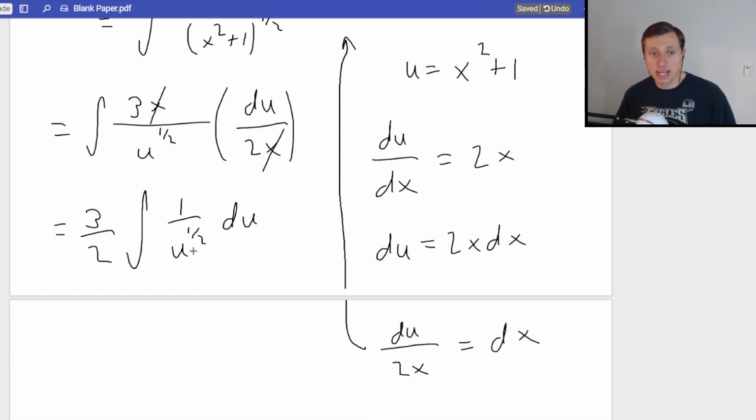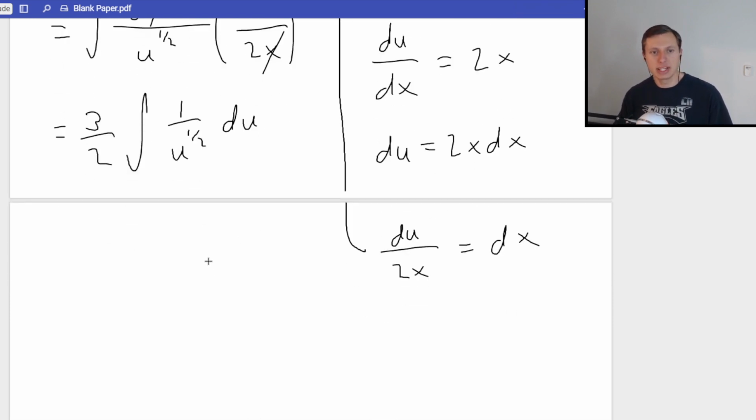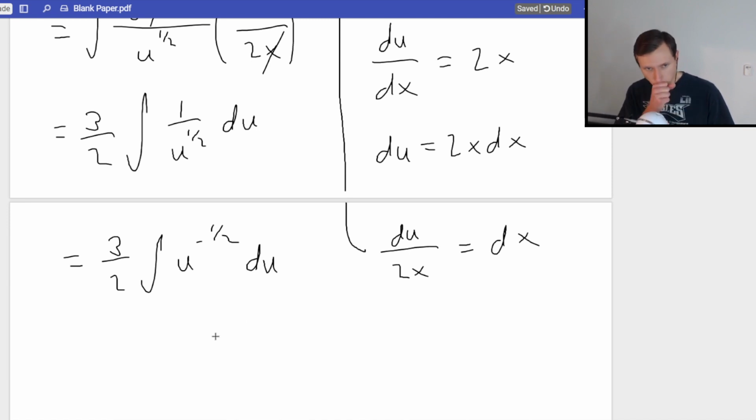So the next thing I'm going to say is u to the 1/2 is also annoying because, well, it's in the denominator. I'd like it to be in the numerator, but how do I move exponents or powers from the denominator back to the numerator? The way I do that is by saying this is equal to 3/2 times the integral of u to the negative 1/2 power. Remember that? We did this for integrals too. I mean derivatives. We did this for derivatives too. So u to the negative 1/2 power times du.